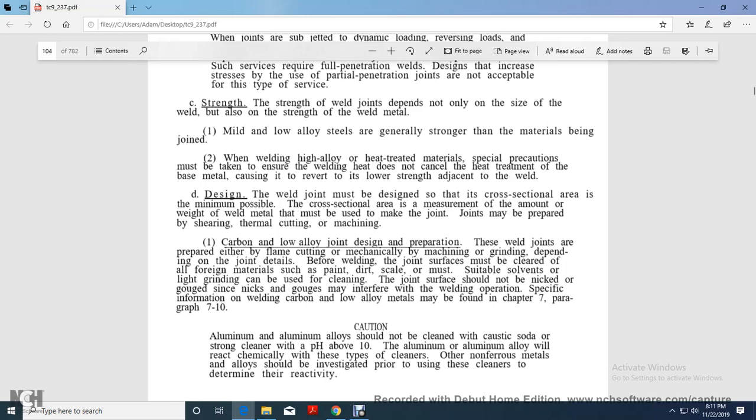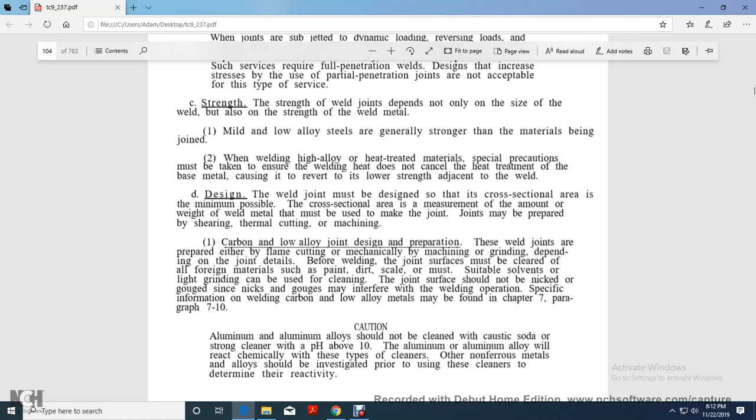Joints must be prepared by shearing, thermal cutting, and machining. Carbon and low alloy joint design preparation: welded joints are prepared either by flame cutting, mechanical means, or by machining or grinding, depending on the joint detail. Before welding, the joint surfaces must be cleared of all foreign materials such as paint, dirt, scale, and rust. Suitable solvents or light grinding can be used for cleaning. Joint surfaces should not be nicked or gouged, since nicks and gouges may interfere with the welding operation. Specific information on welding carbon and low alloy metals may be found in Chapter 7, Paragraph 7-10.